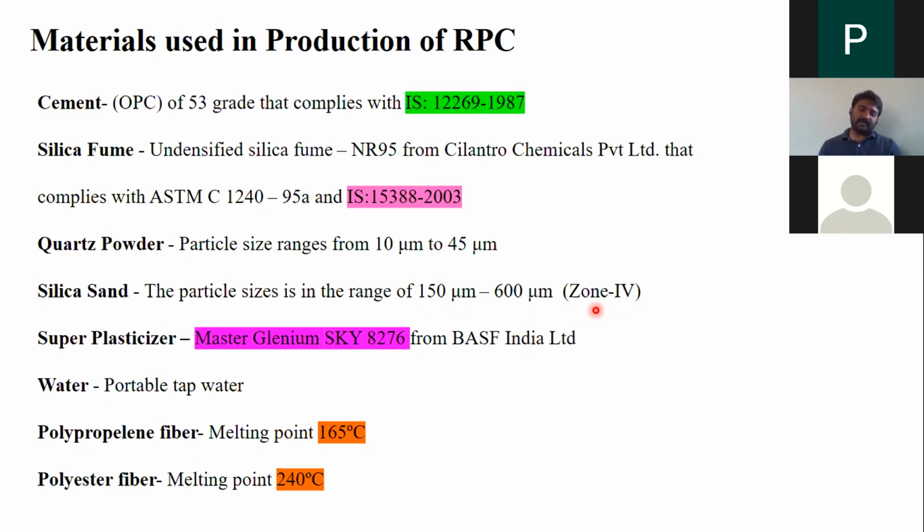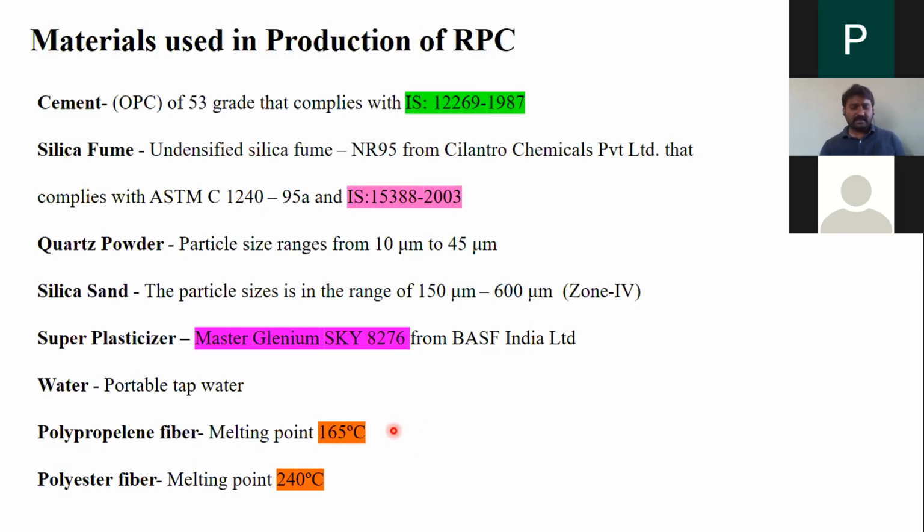Silica sand, if you don't have this fine particle, then you sieve, collect different materials and use only these materials, classified as zone 4. We have used superplasticizer, Master Glenium Sky 8276, which is supplied by BASF. We have used water, that is potable tap water. We have used two kinds of fibers: one is polypropylene fiber and the other is polyester fiber.